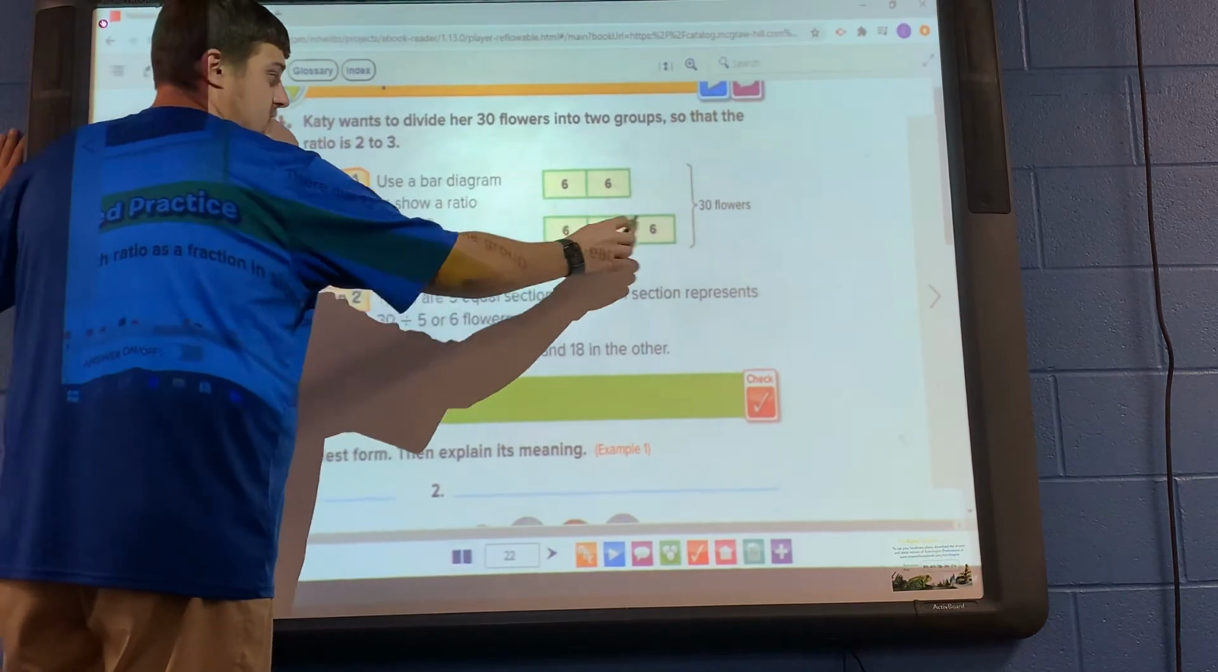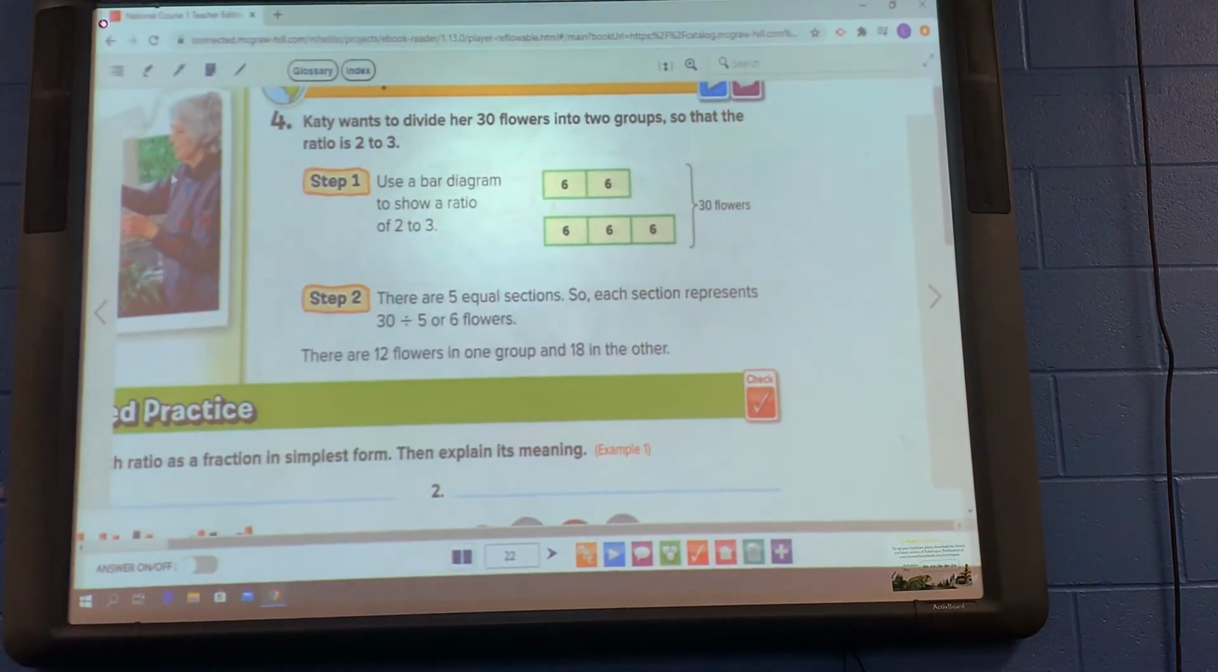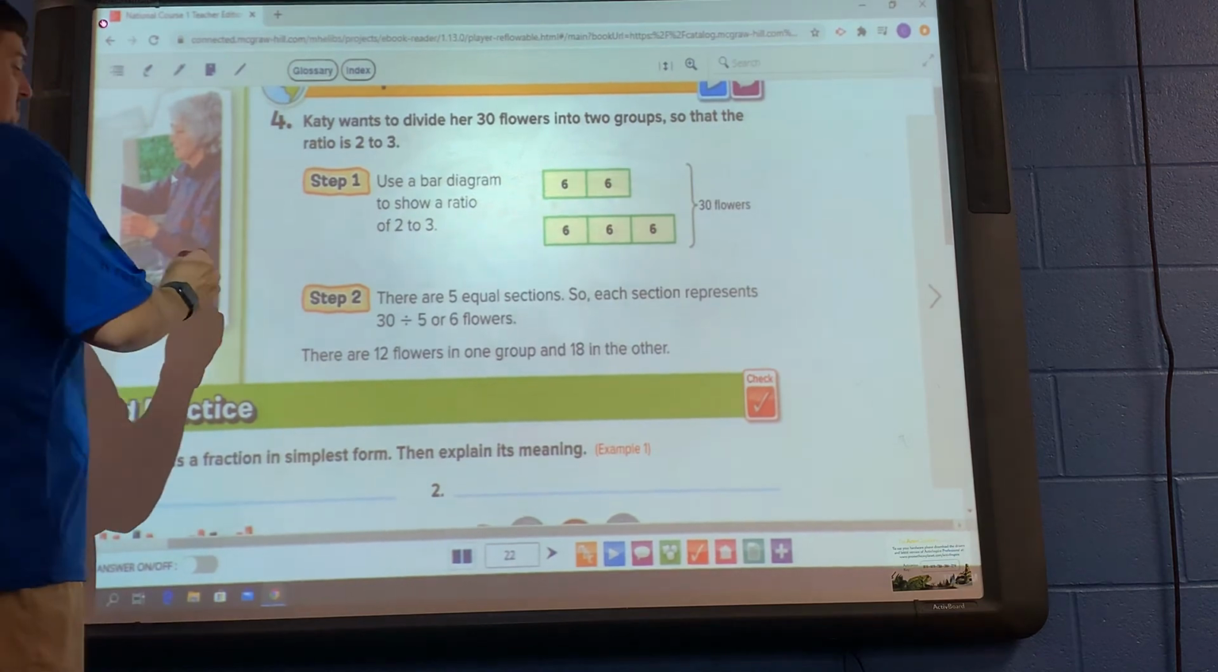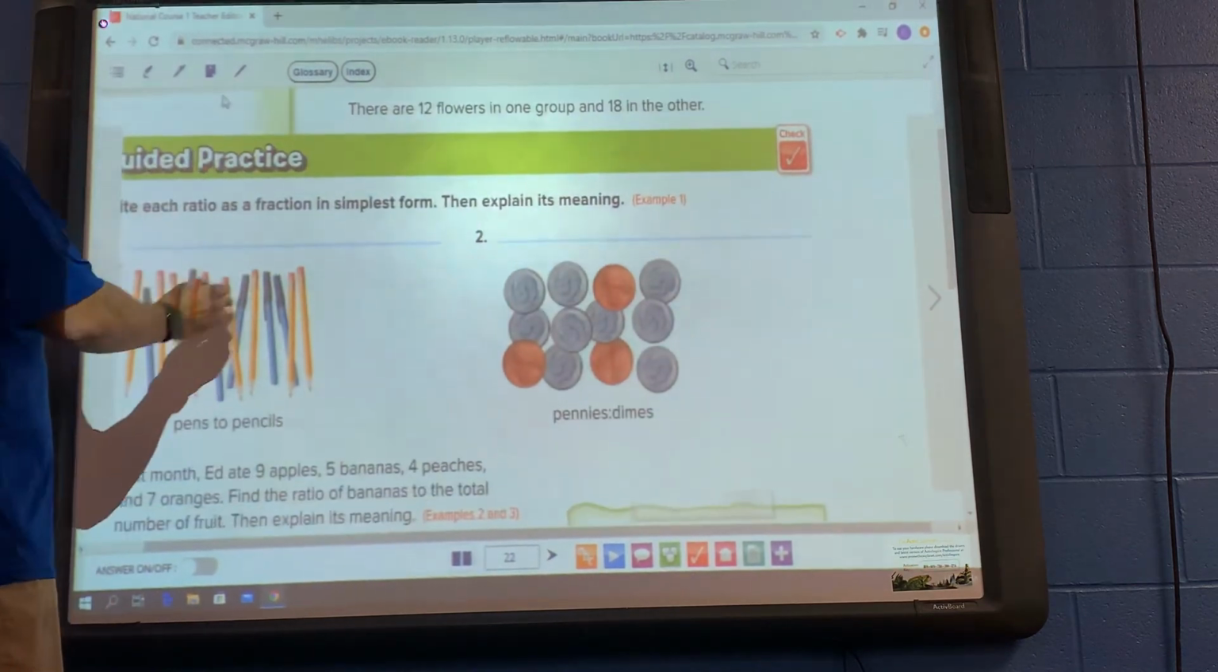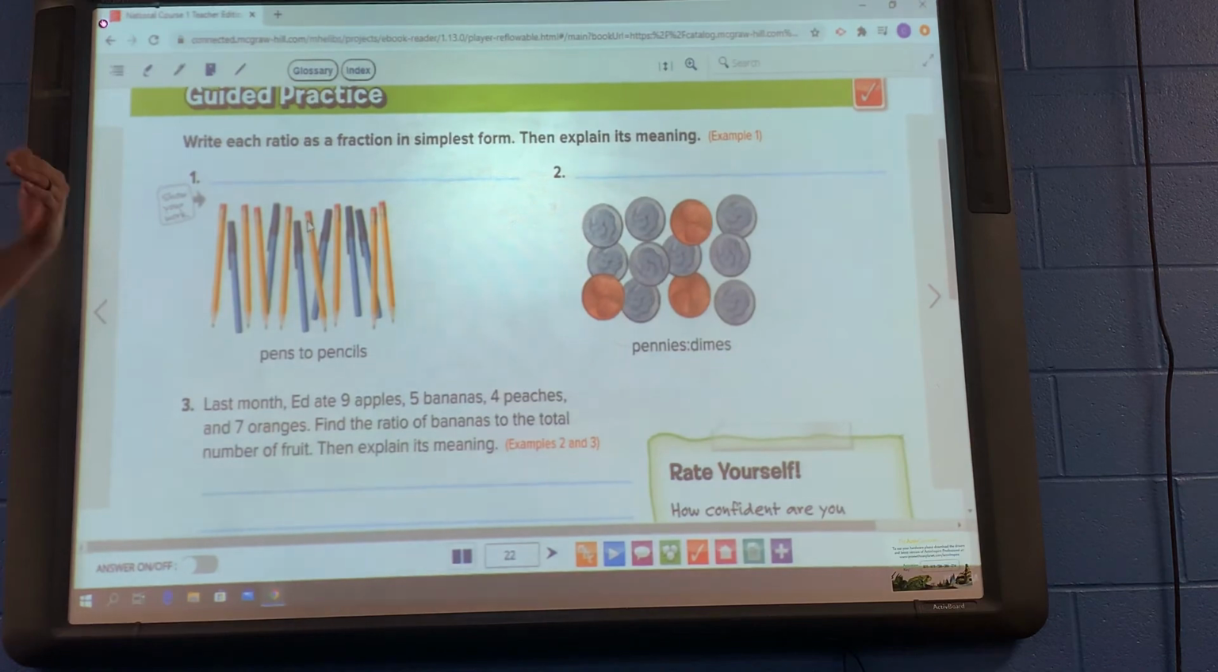2 groups, 3 groups. It was just breaking it down for you. It's just another way to do ratios. If you guys want, you can go ahead and do the guided practice as well. There's nothing wrong with that.